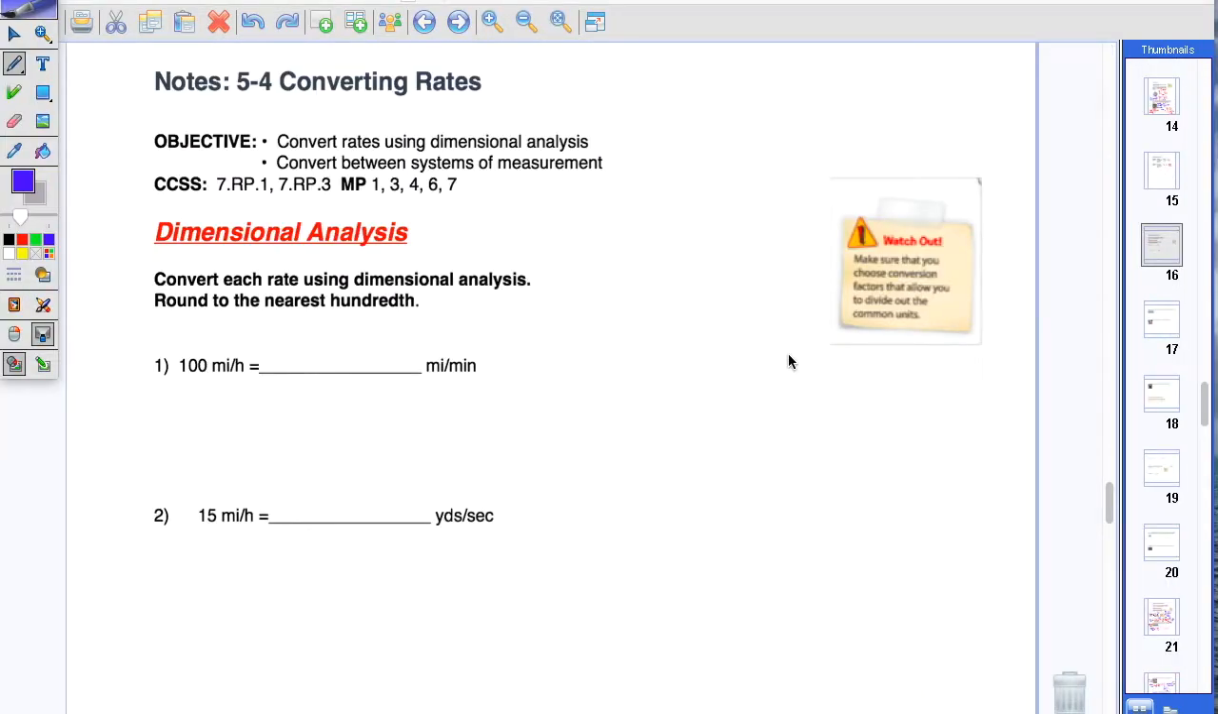Notes 5.4 on converting rates. The objective is to convert rates using dimensional analysis and convert between systems of measurements. The Common Core state standards are listed in the mathematical practices. Dimensional analysis. Convert each rate using dimensional analysis. Round to the nearest hundredth. That's 2 places after the decimal, if necessary.